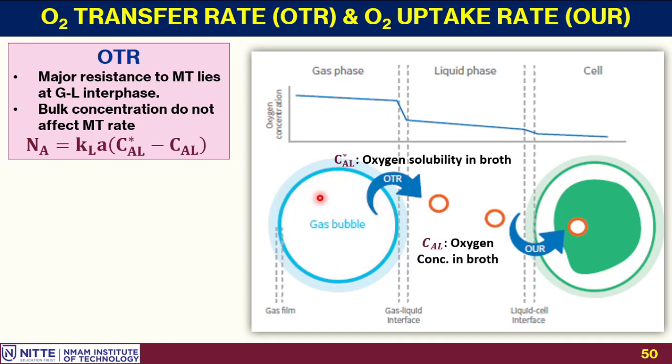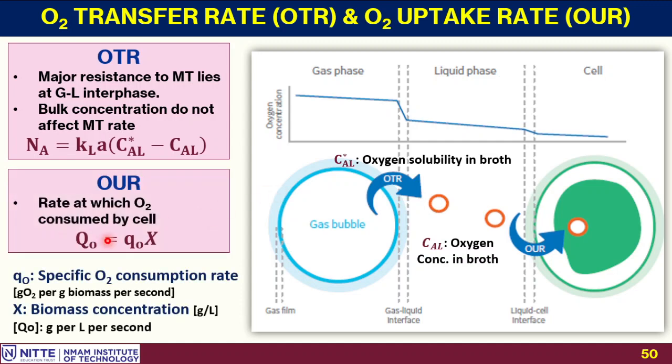When KGA is very, very large, the overall mass transfer coefficient we had written earlier, capital KLA, we can rewrite as small KLA, because the gas phase mass transfer coefficient is very high, and the overall mass transfer coefficient will be almost the same as the liquid phase mass transfer coefficient. Hence we replace it with KLA, and the relation is equilibrium composition minus bulk phase concentration. Equilibrium composition near the film and bulk concentration. These two differences give the OTR, oxygen transfer rate.